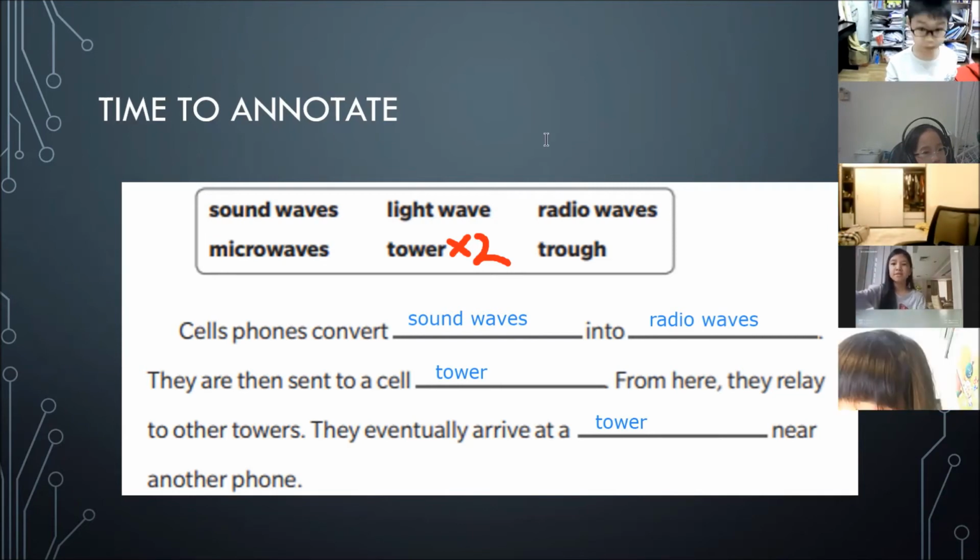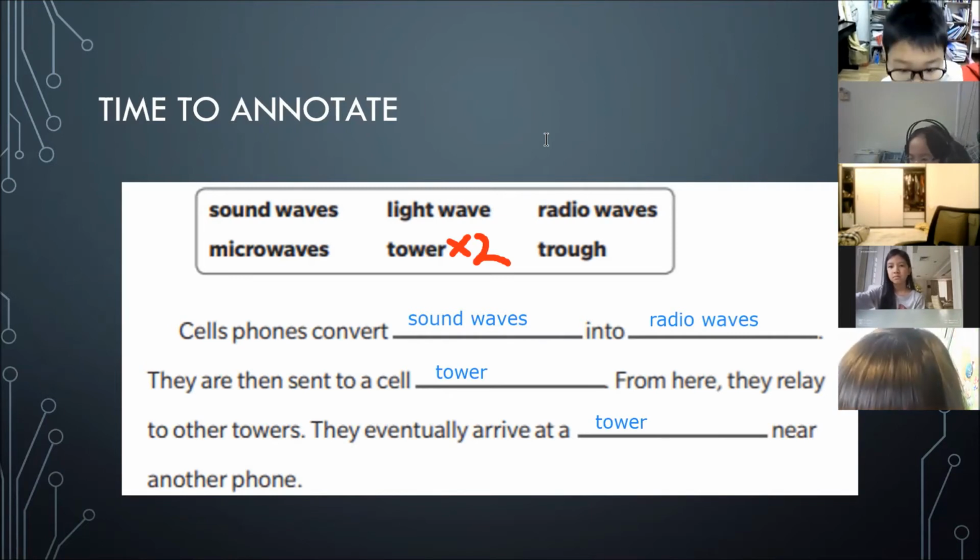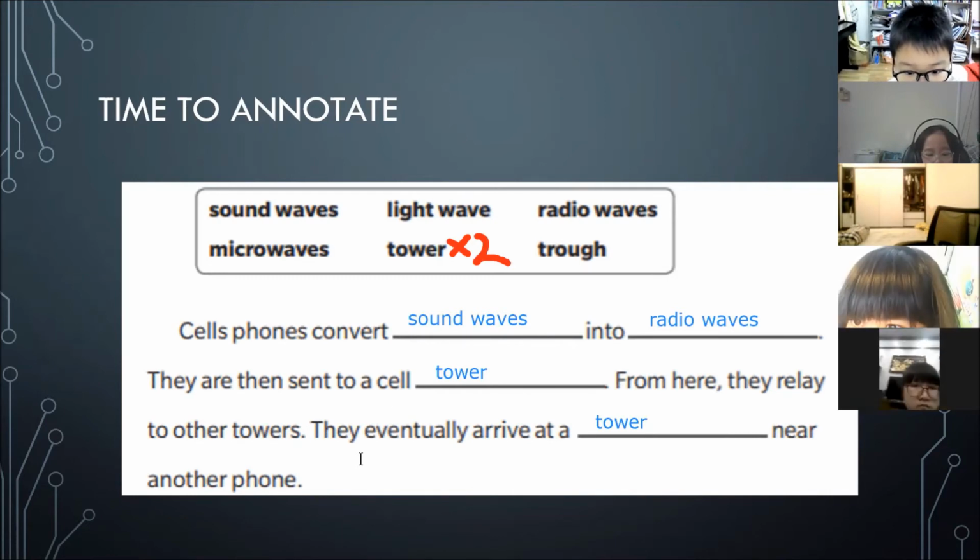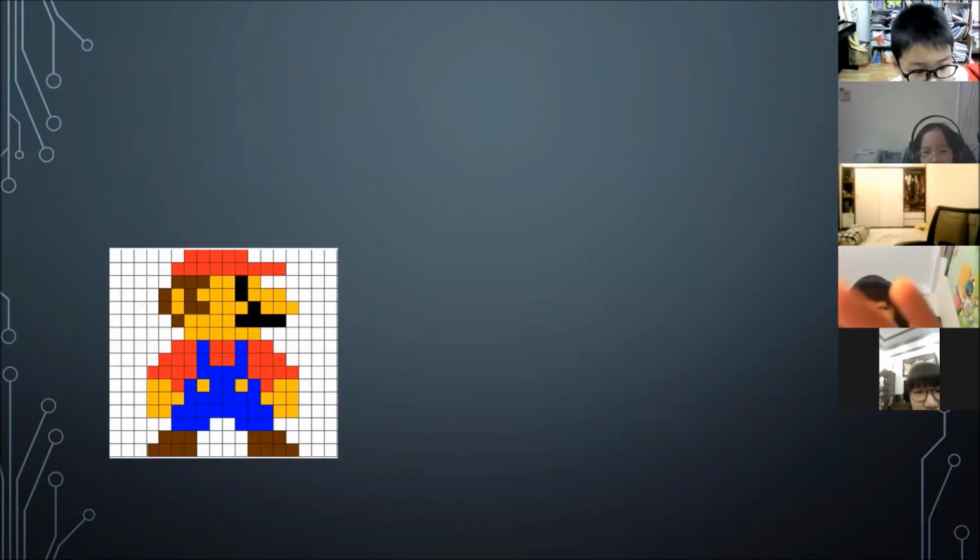Good job. So, cell phones convert sound waves into radio waves. We know this. We've done this for like 2 days now. They are sent to a cell tower. From here, they relay to another tower. They eventually arrive at a tower near another phone. And then, what isn't said there is then they convert the radio waves back into sound waves. We finished with the cell phones for now.